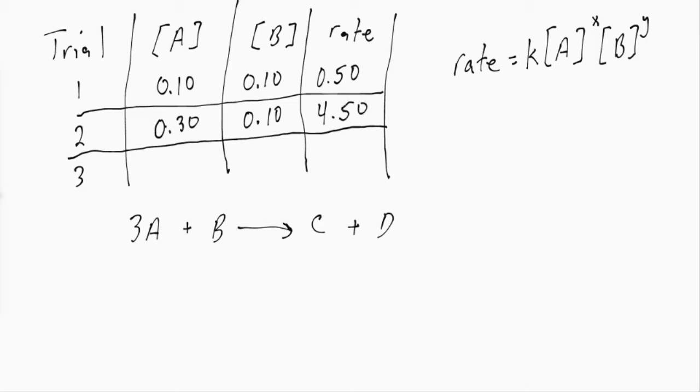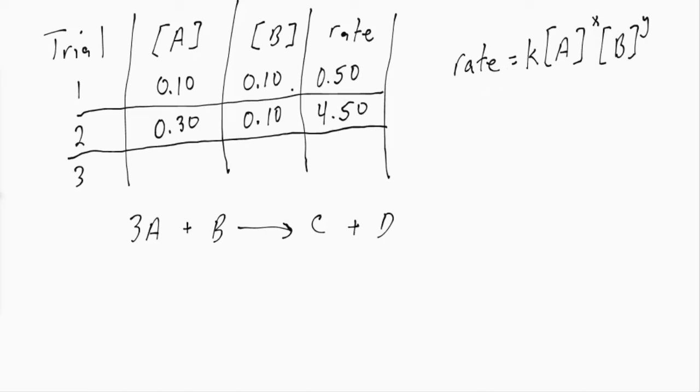So now we can immediately realize that A is not going to be a 0 order reactant, because since we held B constant, the only thing that we changed was A, and we saw that it did affect the rate. So it's either going to be a first or second order reactant. How do we find out? How do we do this?